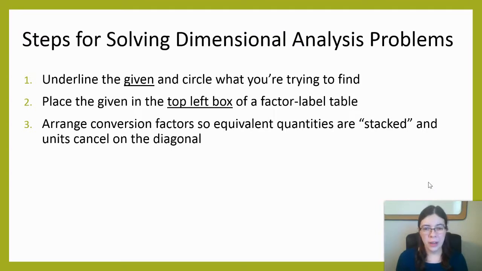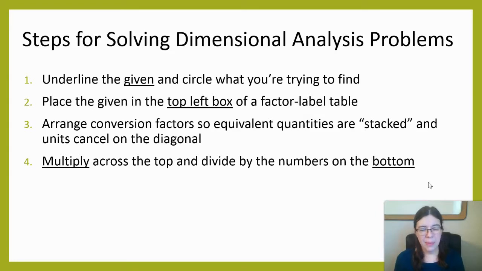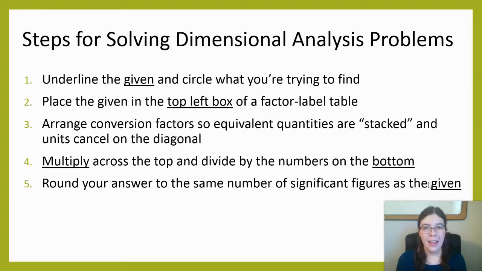Next, we're going to arrange the conversion factors that we need so the equivalent quantities are stacked, one right on top of another, and also so the units cancel on the diagonal. Then once we have our table all set up, it's not too bad from there. We're going to multiply across the top, and then we divide by what numbers are on the bottom. Okay, and then finally, you're going to round your answer so that it has the same number of sig figs as the given. So as a reminder, when you multiply and divide, we round by the number of sig figs. Now in this case, we don't care about how many sig figs are in the conversion factors because those are counting numbers, not measurements. So we just go back to the given.